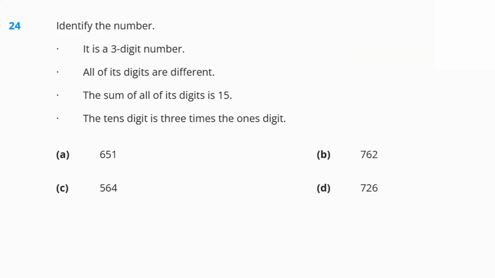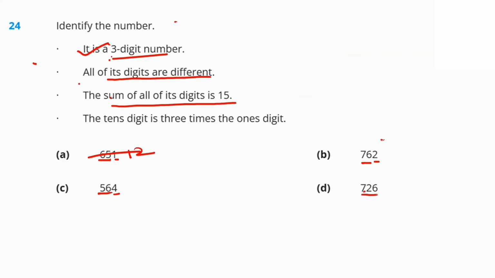Question number 24. A few clues are given. We need to identify the number. The first clue reads, it is a 3-digit number. If you check, all the options are 3-digit numbers. Next, all of its digits are different. Again, all the digits are different. Sum of all its digits is 15. 6 plus 5, 11 plus 1, 12. Not possible. 5 plus 6, 11 plus 4, 14, not 15. 7 plus 6 is 13 plus 2, 15, possible. 7 plus 2 plus 6, again possible. Okay, so we have two options now.